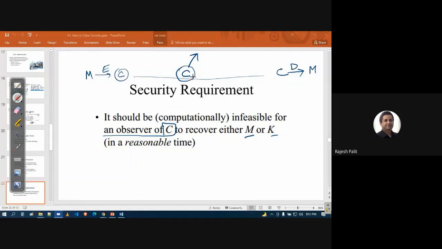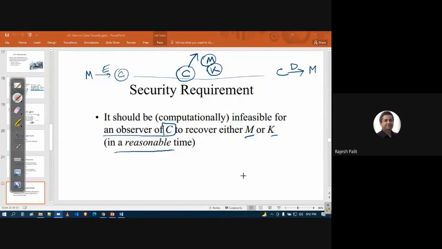Now, if someone gets C, an observer should not be able to recover either M from C or K, that is the key used in the encryption or decryption, in a reasonable amount of time. He may take 100 years or 200 years to recover, but that will not be of any help, right? It should be a reasonable time.